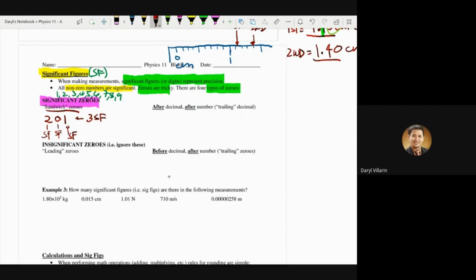Let's say, for example, you have another one, which is 2001. This particular number has 4 significant figures because the zeros are sandwiched.